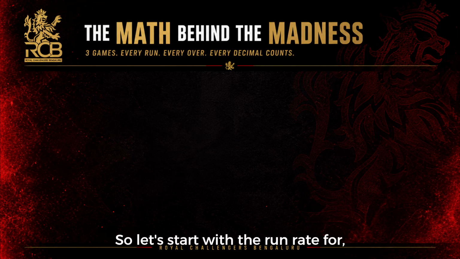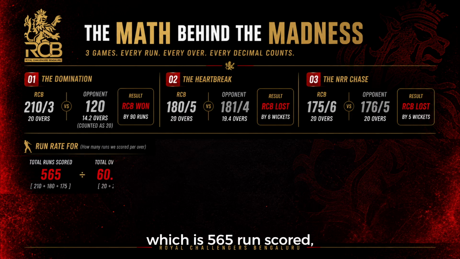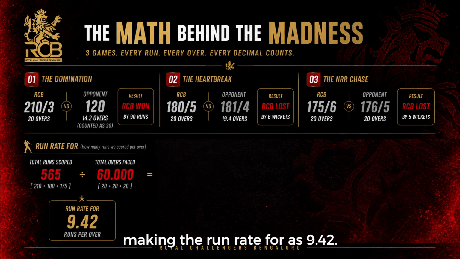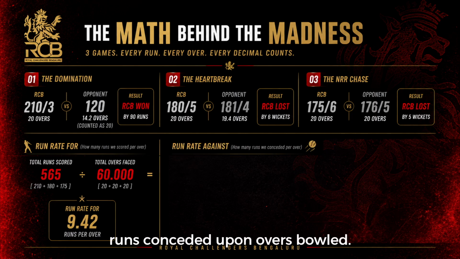So let's start with the run rate for, which is 210 plus 180 plus 175, which is 565 runs scored, and they face 20 overs in all 3 matches, so 565 will be divided by 60, making the run rate for as 9.42. Now run rate against is runs conceded upon overs bowled.